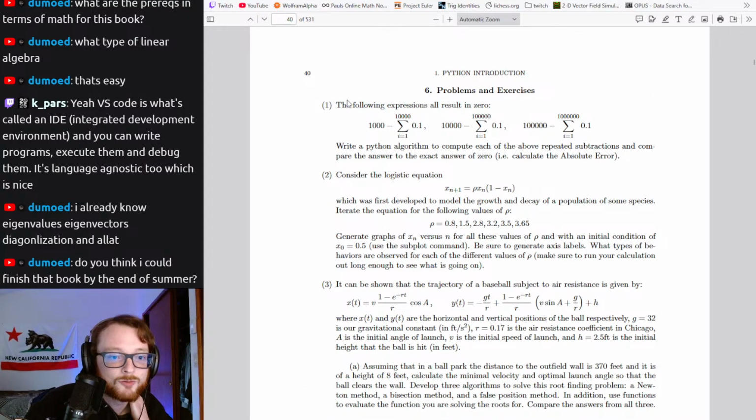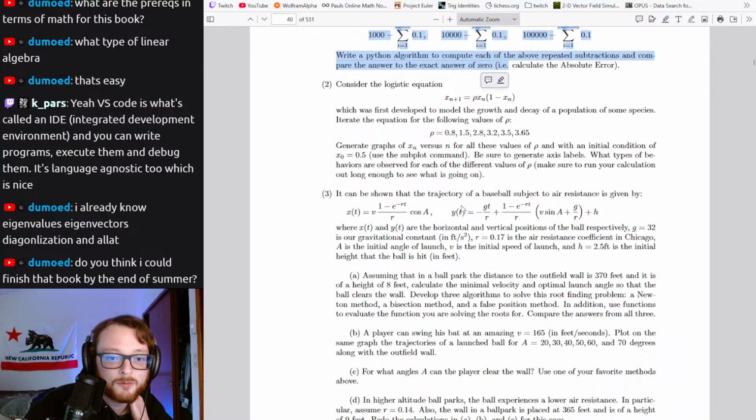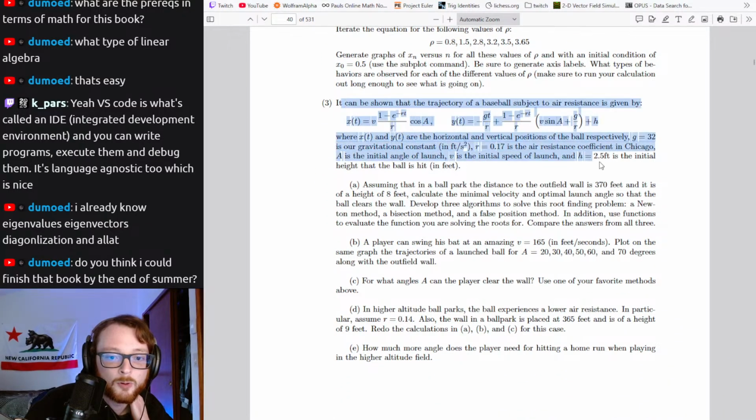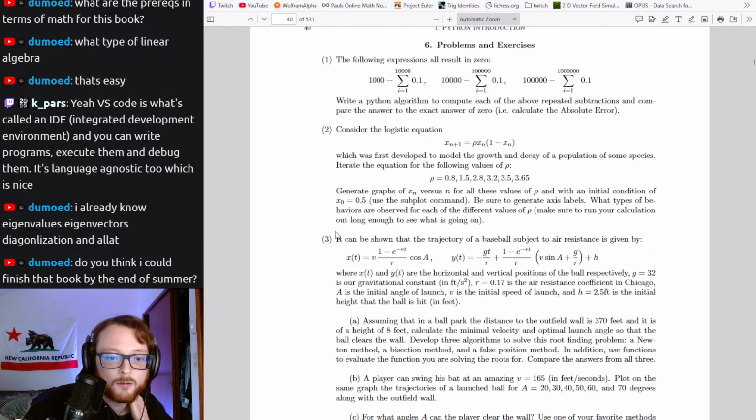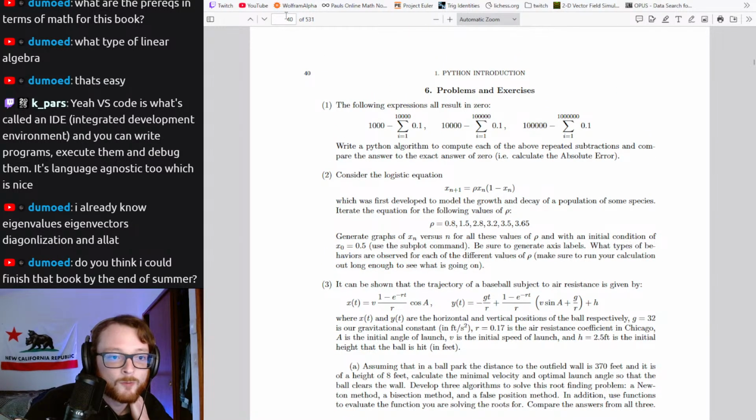Okay, there, yeah. So even in chapter 1, these are little things you could program. Taking problems from a book like this is probably a good idea. They had filtering and merging and piping and vectorized functions to apply a whole function over a list. Oh yeah, that's what NumPy does too. VS Code is what's called an IDE. Right, you can write programs, execute them, debug them. Language agnostic, which is nice too.